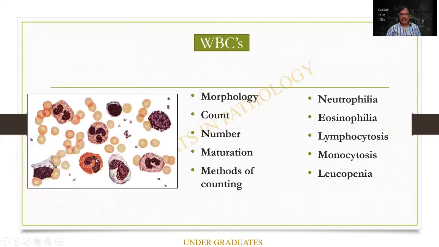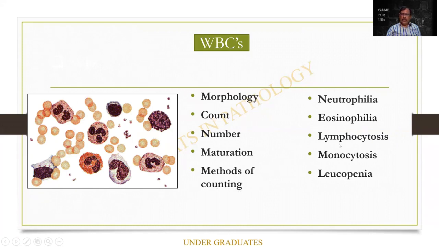This is the first slide that I had shown you in the WBCs. Again, in the WBCs, the morphology of the cell is important. What is the cell that you are seeing? And you will have to do a counting, the number of them. What is a maturation? I'll come to that later. And what are the different methods of counting? I have already explained it.